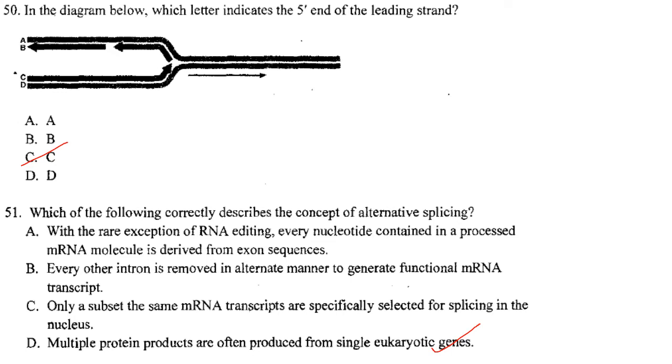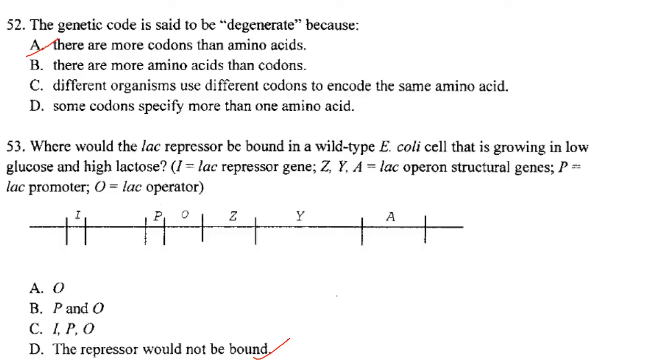Then which of the following correctly describes the concept of alternative splicing? So multiple protein products are often produced from single eukaryotic genes. Answer is option B. Then the genetic code is said to be degenerate because there are more codons than amino acids. Answer is option A.